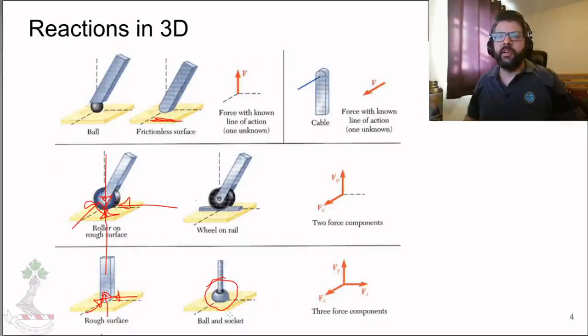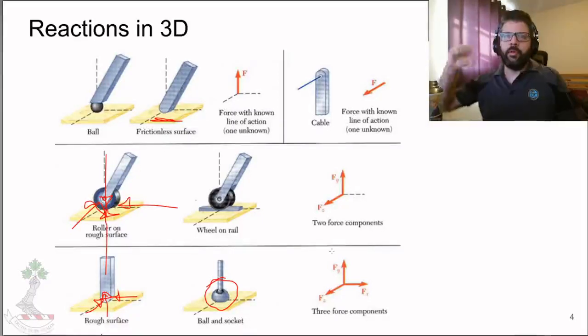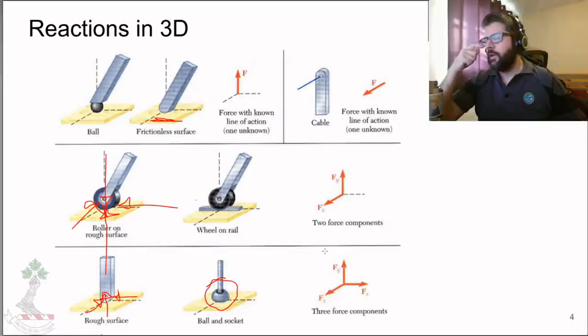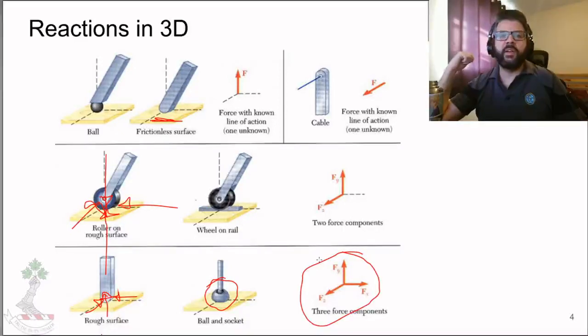So the ball and socket will allow the rod that's inserted into the ball and socket connection to rotate freely in whatever direction. But if you try to pull on it, it's going to resist it. If you try to push on it, it's going to resist it, in whatever direction you try to pull on it. So that'll have 3 force components in any direction, while still not having any moments.